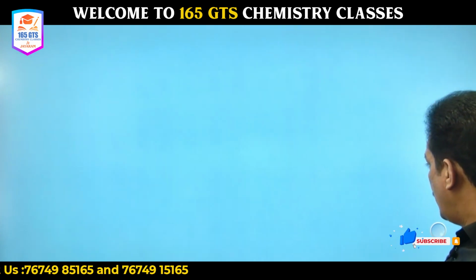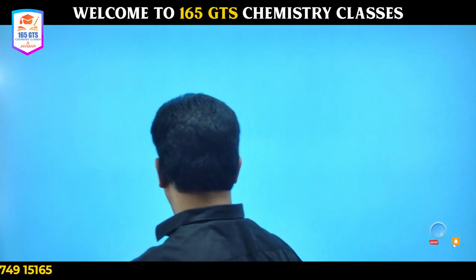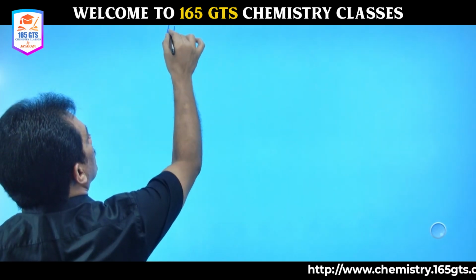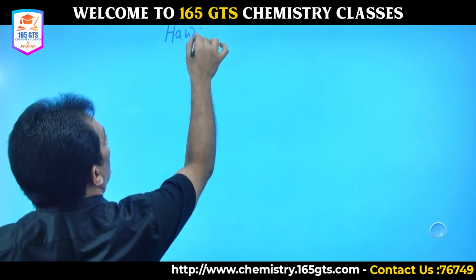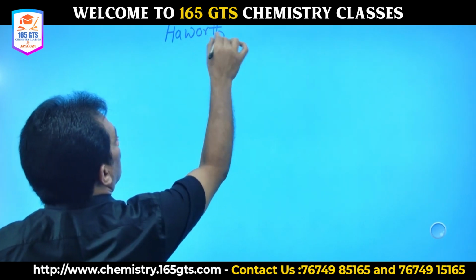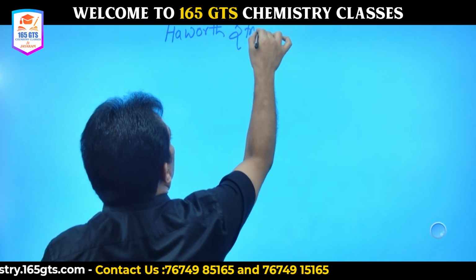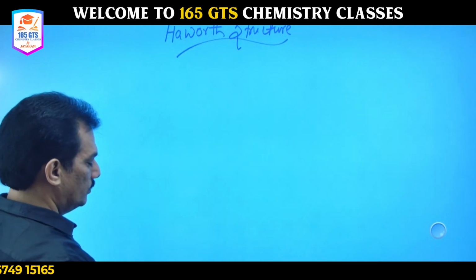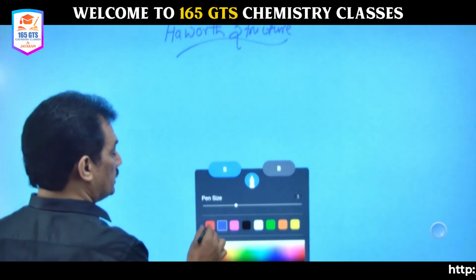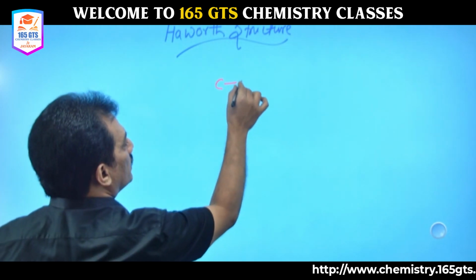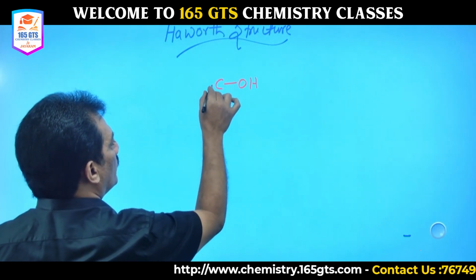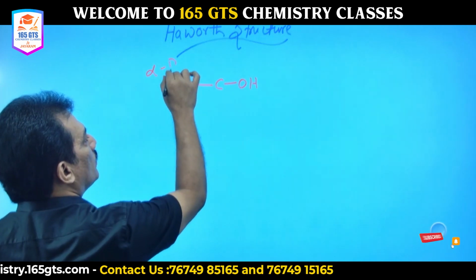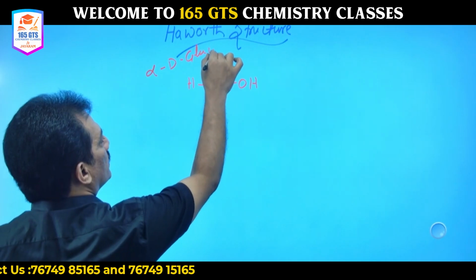Now, coming to the next topic, that is the Haworth structures of glucose. Haworth is the name of a scientist. And what are these Haworth structures? For that purpose, let us keenly observe the alpha and beta forms of glucose. Here I am taking the alpha form, alpha D glucose. You can also go through this structure once.